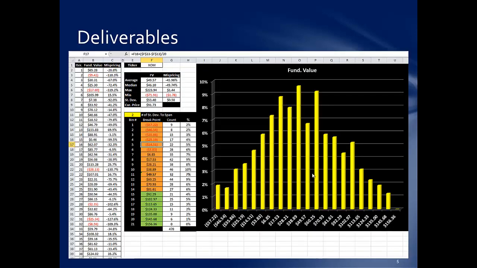So the deliverables might look a little bit intimidating, but I'll walk you through it. Ultimately, what we want to do today is, instead of reporting a single estimate of the fundamental value, we want to provide a distribution that shows our end user what we think the range of possible fundamental values might be. And then, based on this histogram, we'll be able to make a decision based on what that graph looks like relative to the current price of the stock.